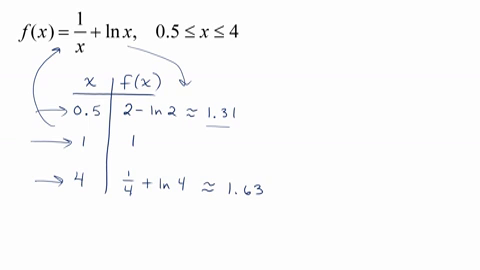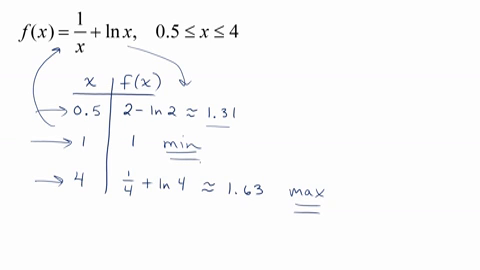1.63 is the largest value, so this is the maximum function value in the interval 0.5 to 4. 1 is the smallest value, so this is the minimum function value on the interval.